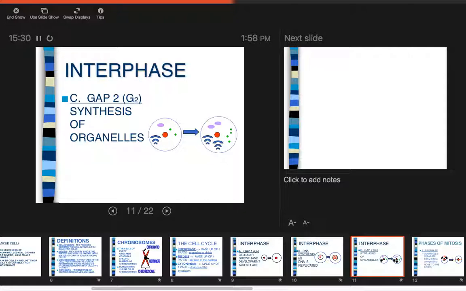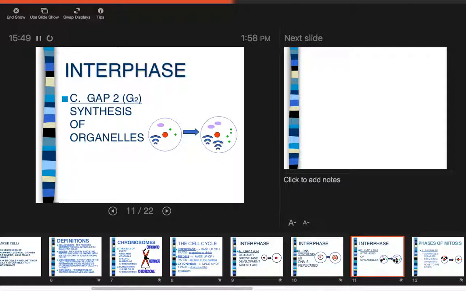Okay, so these checkpoints during G1 and G2 keep the cell from becoming cancerous if there's something wrong with it. Okay, so something about checkpoints happening at G1 and G2.